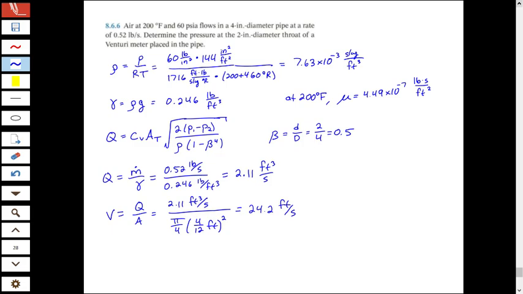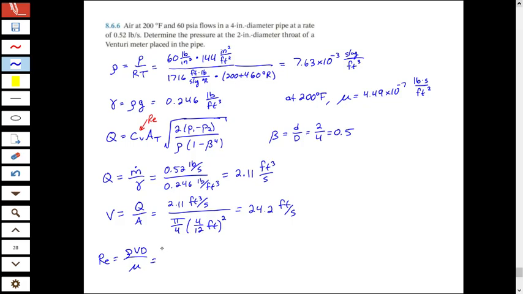So now that we have this information, we still need to find out what the coefficient for a Venturi is, and that is a function of Reynolds number. And if you refer to our notes, we need to find the Reynolds number for our flow. So Reynolds number, rho v d over mu.